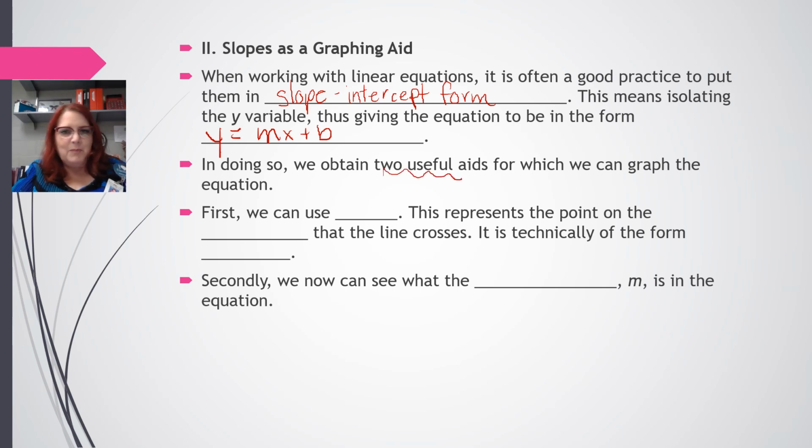First, we use the b, and that is where it crosses the y-axis. That's typically in the form of the point (0, b). That's where we're going to start, and that is called the y-intercept. Then once we put a point there, from that point, we can look at the slope, which is the m, the number in front of the x. And we can use that slope to plot our next point.